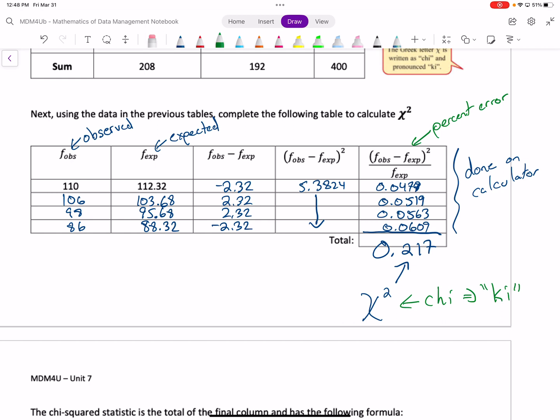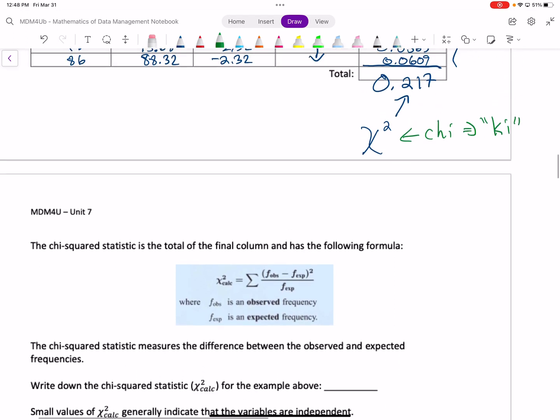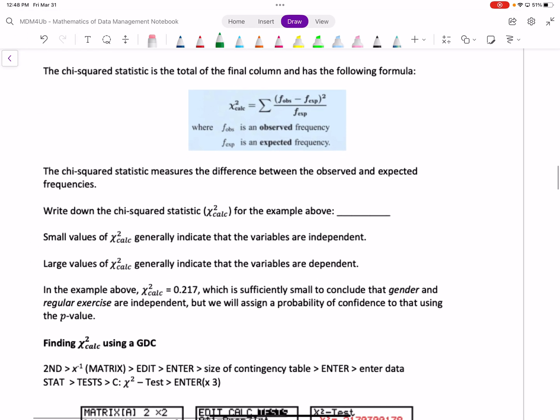So what the heck does that mean? That's what we're going to talk about. But how are we supposed to calculate it? You'll see, it's actually pretty easy. You're going to use some new functions on your calculator. In a second, we're going to do that.